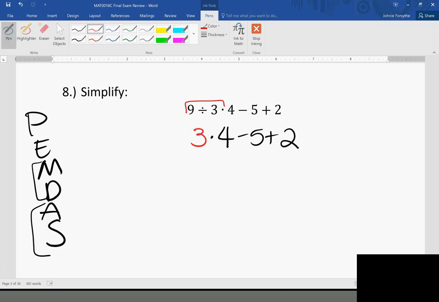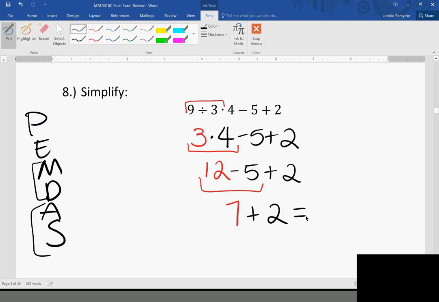And then I'm going to take care of this multiplication. 3 times 4 is 12. And then bring down minus 5 plus 2. And then now I just have addition and subtraction. And you do what comes first from left to right. So we have 12 minus 5, which is 7. Bring down that plus 2. And then 7 plus 2 equals 9.